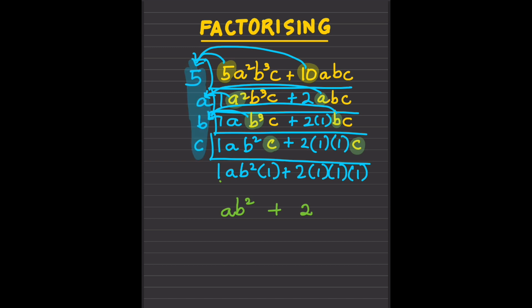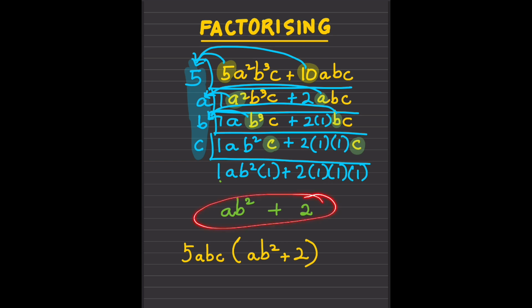Okay, so that goes outside the bracket. So this would be 5abc, and then times ab squared plus 2. This one, which is simplified. Okay, this was simplified to this. Now, is our answer correct?